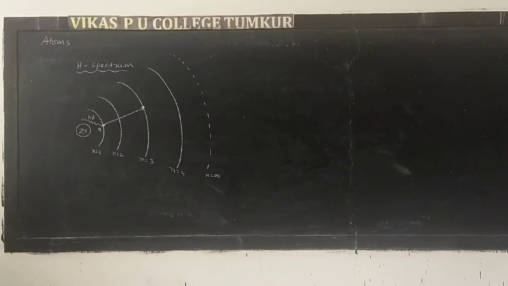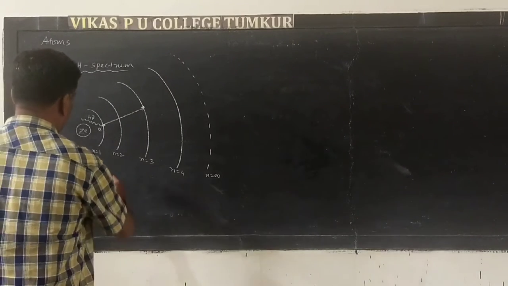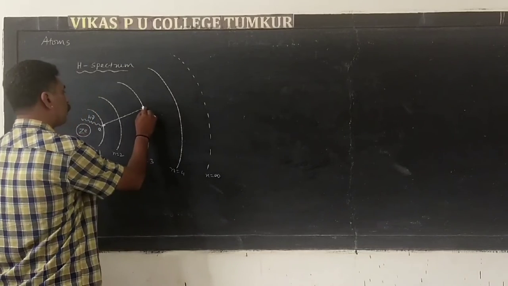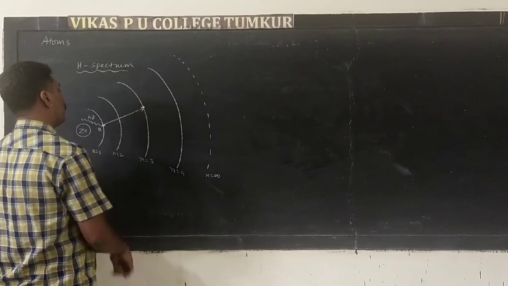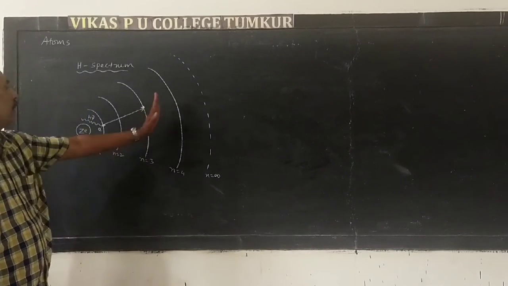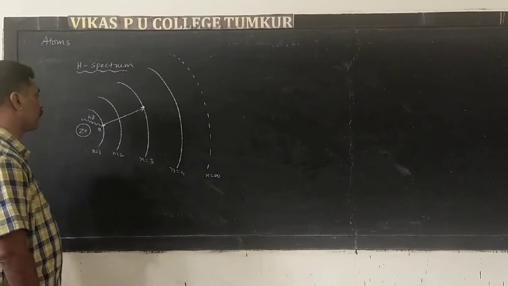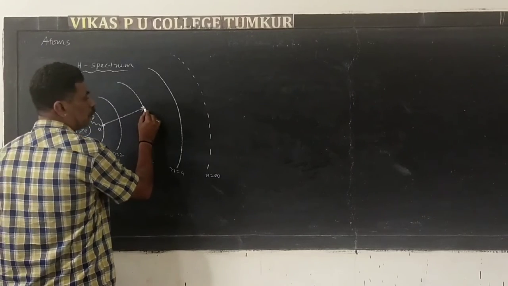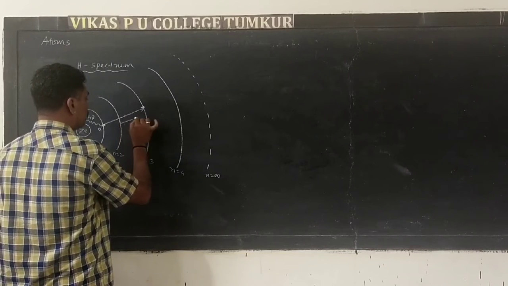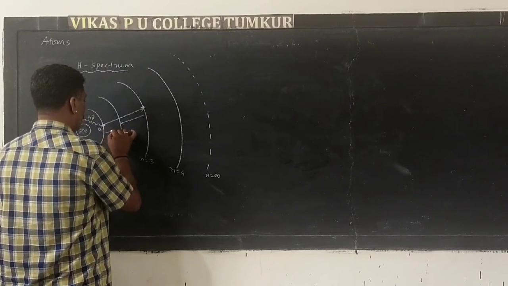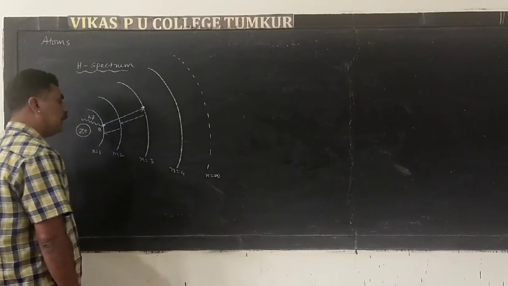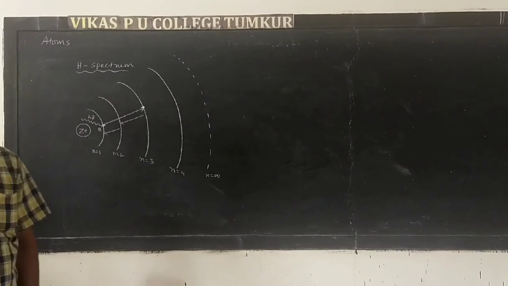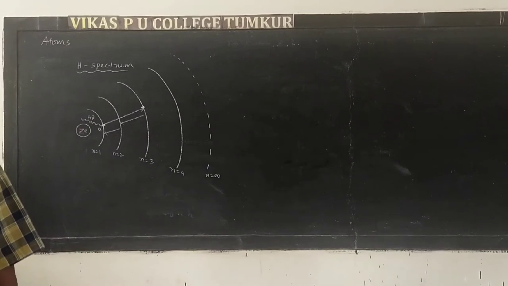So the amount of energy you give decides which orbit it will go to. And these energy levels are unstable. Electrons are highly unstable in higher energy levels. And the electron in a very short span of time will get de-excited. Then it comes back to its initial orbit.